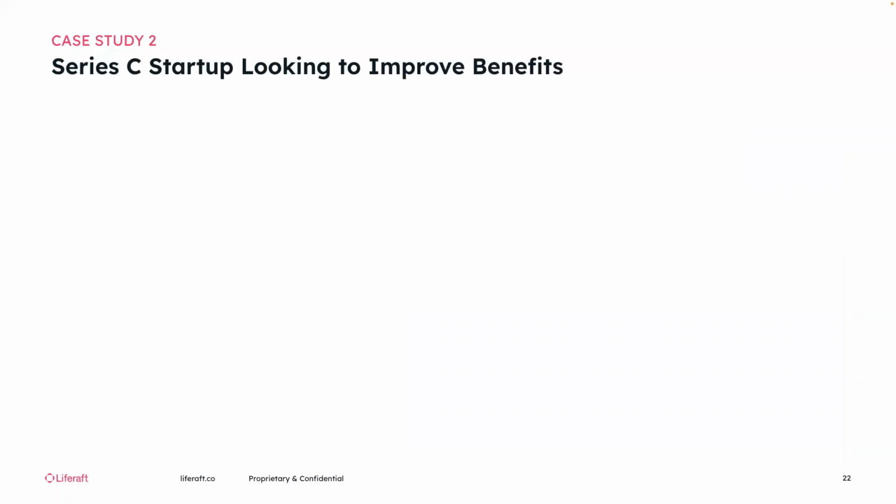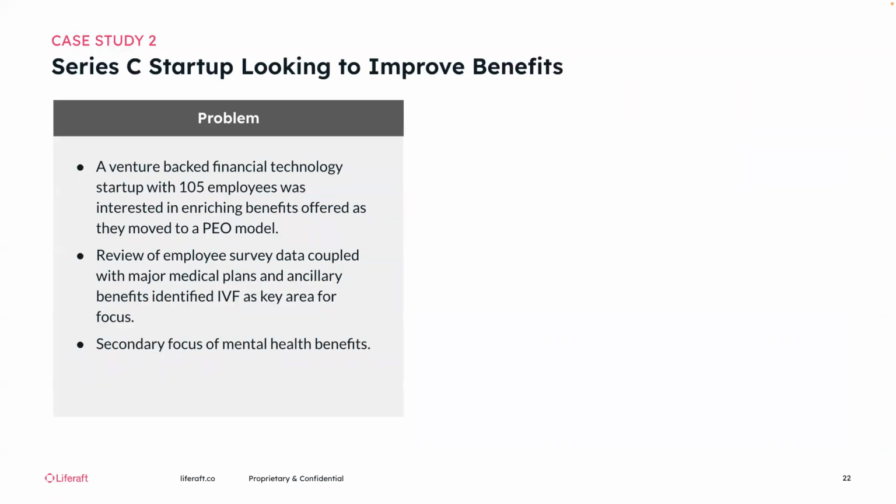And the second one I wanted to talk a little bit about, and we've talked about this, is really a slightly different use case, right? We had a Series C startup that was looking to improve benefits. So venture-backed financial technology company, just over 100 employees. And we had been talking to them about an individual coverage HRA on the health insurance side.